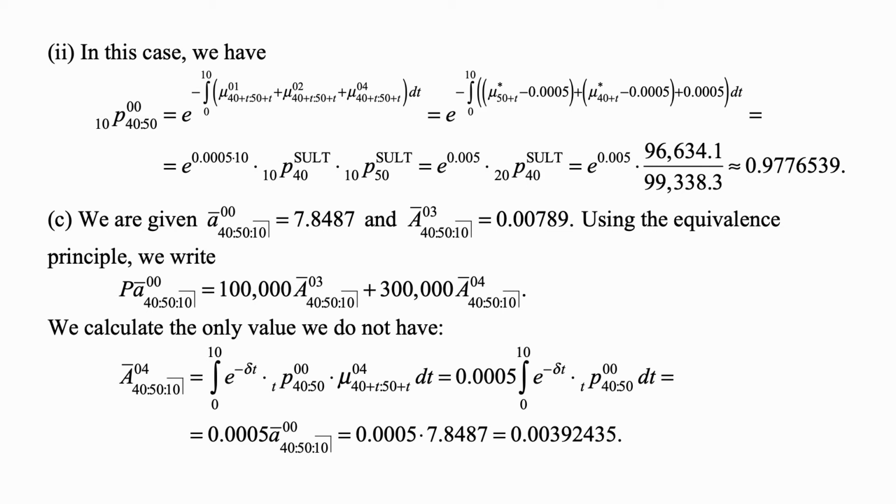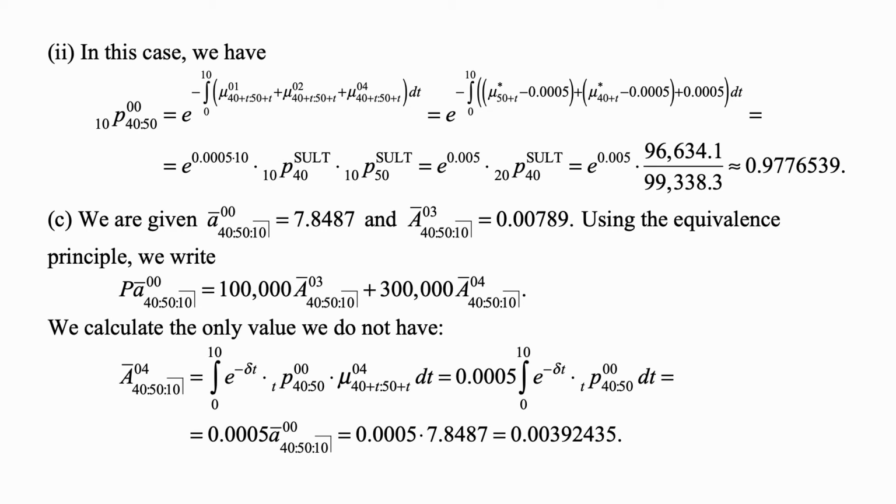And then we plug in what these are in terms of the forces related to the standard ultimate life table. And what do we get? Well, we get mu 50 plus t star minus 0.0005, plus mu 40 plus t star minus 0.0005, plus 0.0005. That 0.0005 that remains is negative, so it's going to be minus that, but there's a minus sign in front of the integral. Right now it's the integral from 0 to 10 of a sum of certain expressions. The integral of a sum is a sum of integrals, and then e to the sum is e to the first thing times e to the second, and so on.